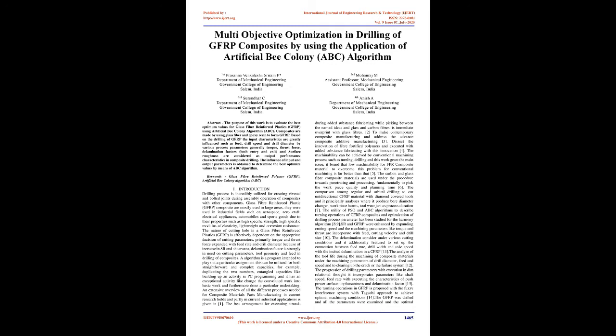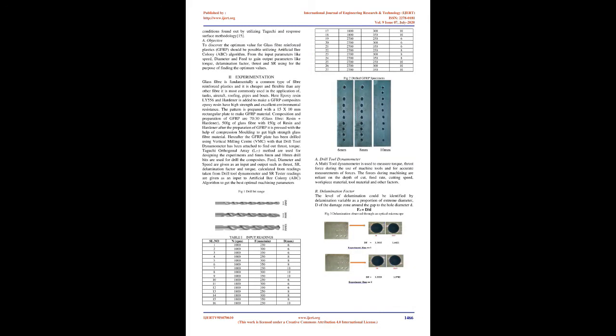4. The machinability can be achieved by conventional machining processes such as turning and drilling, and this work addresses the main issue. It found that low machinability for FRP composite material; to overcome this problem, conventional machining is far better than that. 5. The carbon and glass fiber composite materials are used under the procedure of drilling and milling, fundamentally to pick the workpiece quality and processing time.